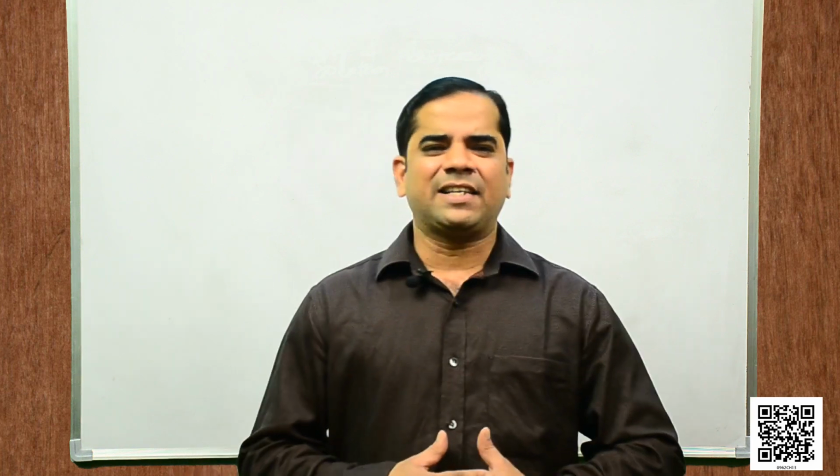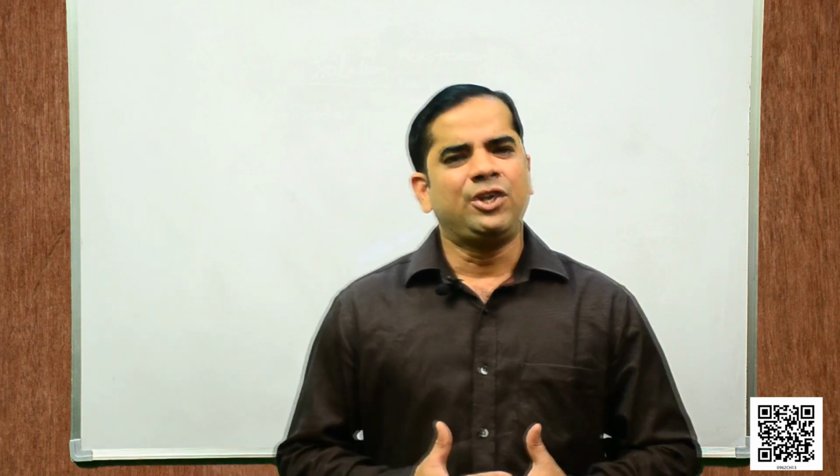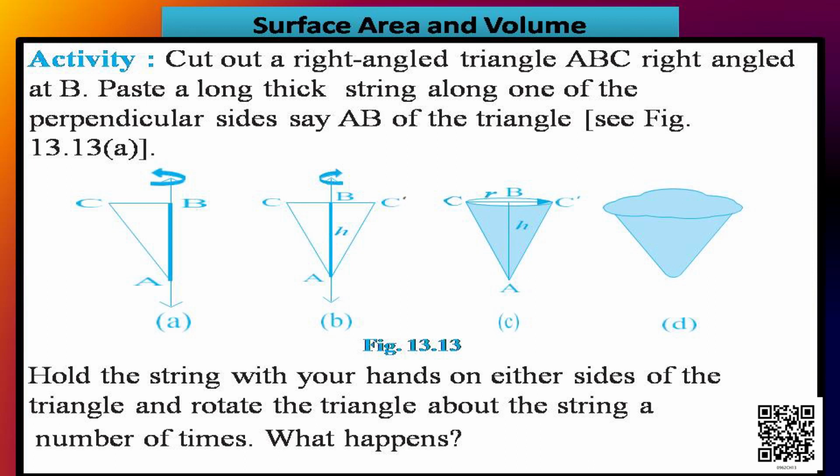Students, there is an activity given in your book and let us discuss that and hope you can do it by yourself. The activity says, cut out a right angled triangle ABC, right angled at B, and paste a long thick string along one of the perpendicular sides, say AB, of the triangle. You can refer to figure 13.13a. Hold the string with your hands on either side of the triangle and rotate the triangle about the string a number of times. What happens?